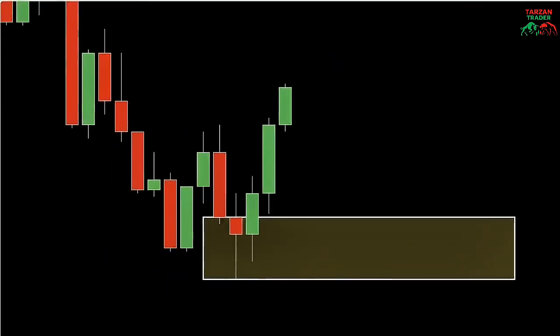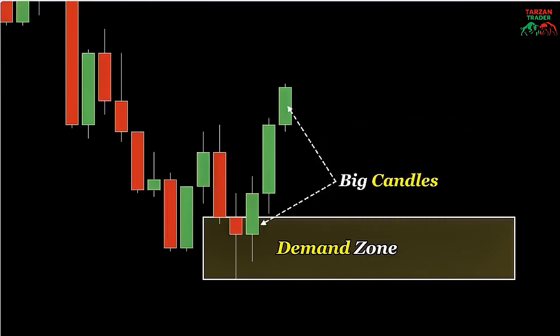Now, let's look at this chart where we've spotted a demand zone. At first glance, it seems promising, but as we apply the 4 key factors, you'll see why this zone should be ignored. First, the candles making up the move that forms this zone are large and consistent.